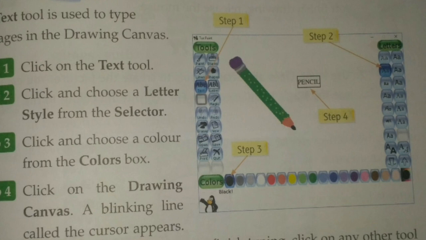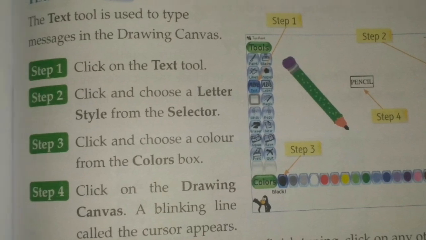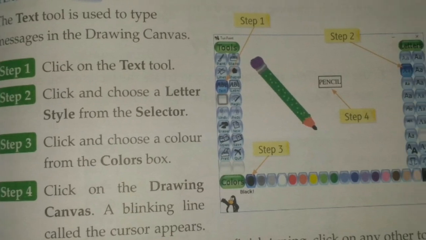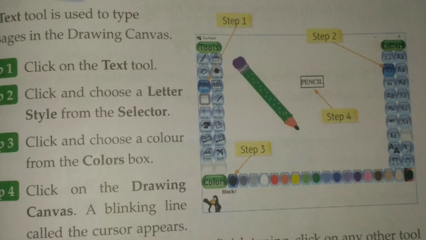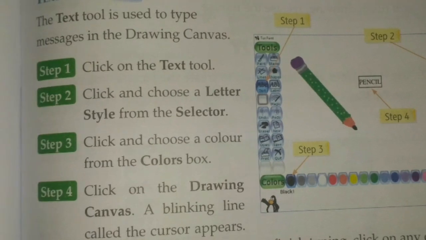Okay. So first you have to select the text tool. Then select a letter style. Then choose a color. Then you have to click on the drawing canvas. A blinking cursor will appear. Then you have to type your message.